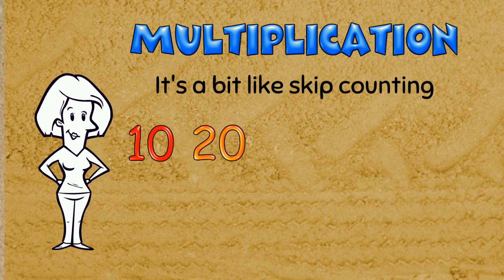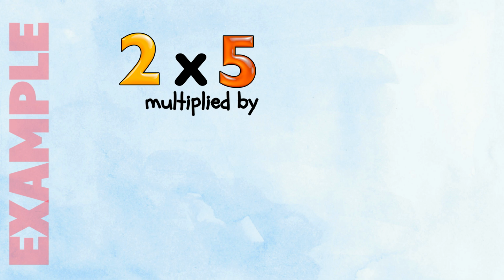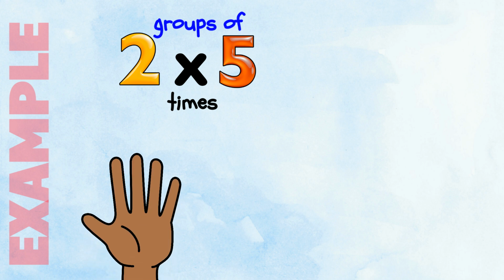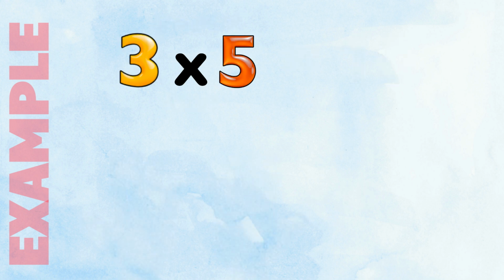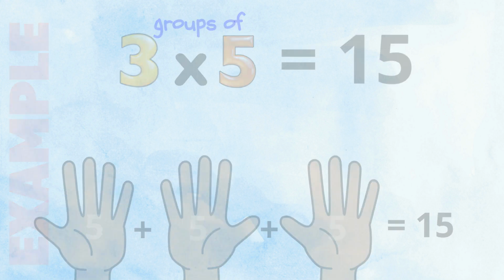10, 20, 30, 40, 50, and so on. Let's do one. 2 multiplied by 5, or 2 times 5. 2 groups of 5. Here's one group of 5 and a second group of 5. And of course, that's 10 in total. And if we had 3 times 5, it would be 3 groups of 5. Add the 3 5s. 15.